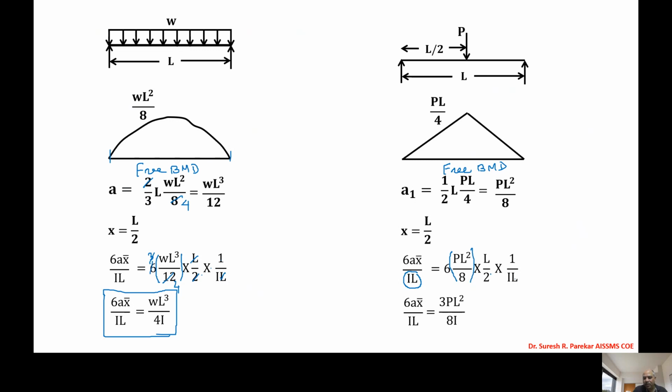You can see these 2 3s, and then we will get 3 upon 8. So L gets cancelled and I is there. So we can use 3PL square upon 8I if we have a concentrated load at center. This equation we can use, or we can go directly also, no time is required in that case.